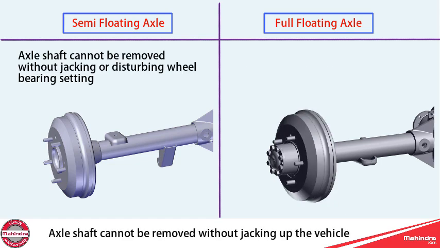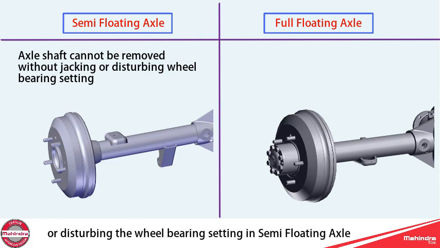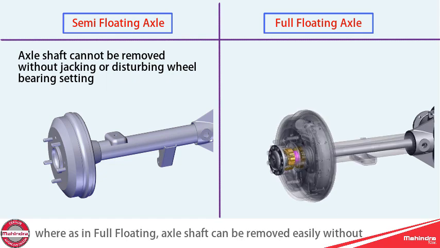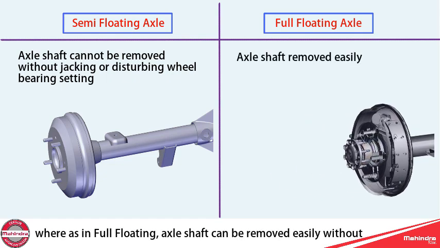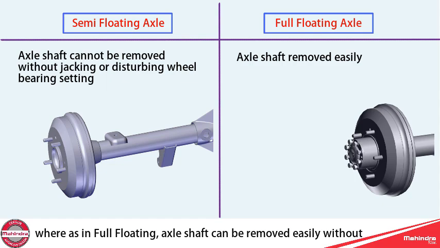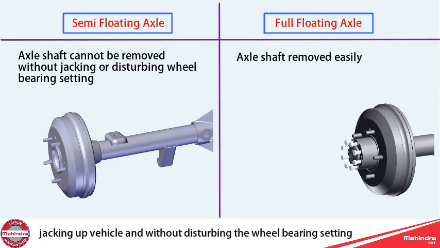Axle shaft cannot be removed without jacking up the vehicle or disturbing the wheel bearing setting in semi-floating axle, whereas in full-floating axle shaft can be removed easily without jacking up the vehicle and without disturbing the wheel bearing setting.